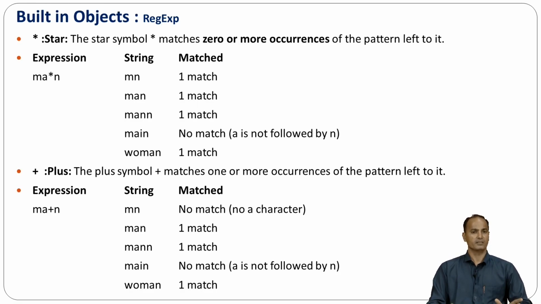In the same way, the plus symbol matches one or more occurrences. Star was 0 or more, while here plus indicates one or more occurrences of the pattern to the left of it. With the same examples, if we pass mn, then it is no match, because there is no A character. There should be one or more A. Then man will match, man again matches, then main is not going to match, as A is not followed by N, same as with star, and woman is also going to match.